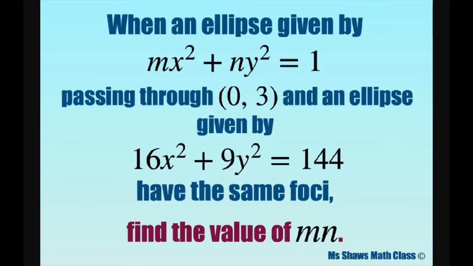Everyone. When an ellipse given by mx squared plus ny squared equals 1, passing through the point (0, 3), and an ellipse given by 16x squared plus 9y squared equals 144 have the same foci, we're going to find the value of m times n. So basically we're looking for this m and this n, and we multiply them together.